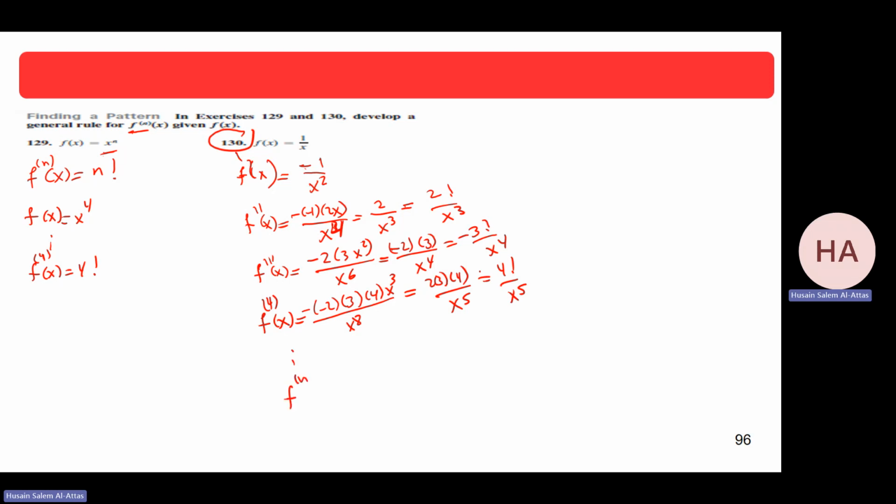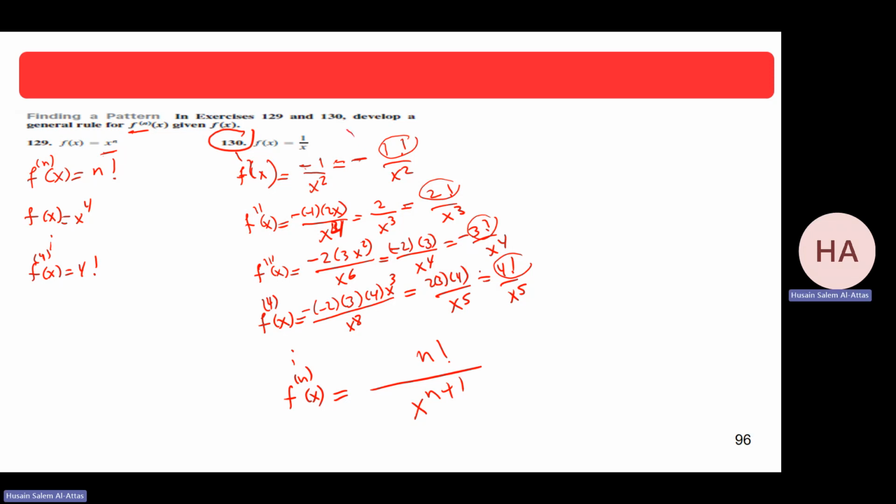Can I think of the nth derivative? It will be what? Look, first, just think about the denominator. First, x squared. Second, x cubed. Third, x to the power 4. Fourth, x to the power 5, and so on. So for sure, this will be x to the power n plus 1. Here I have 1 factorial over x squared. I will deal just with the number, then I will deal with the sign. So 1 factorial, 2 factorial, 3 factorial, 4 factorial. So I have n factorial.